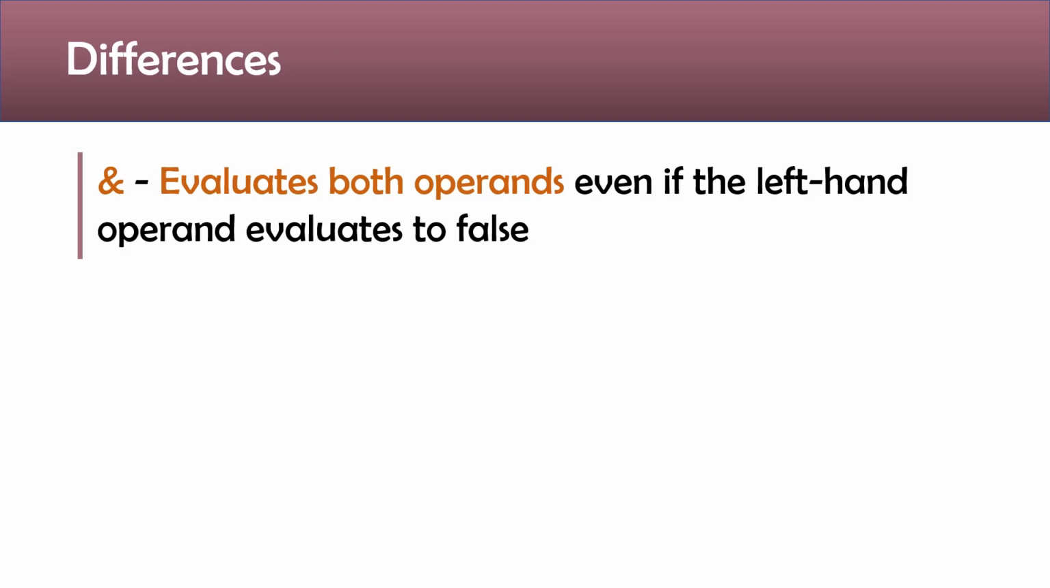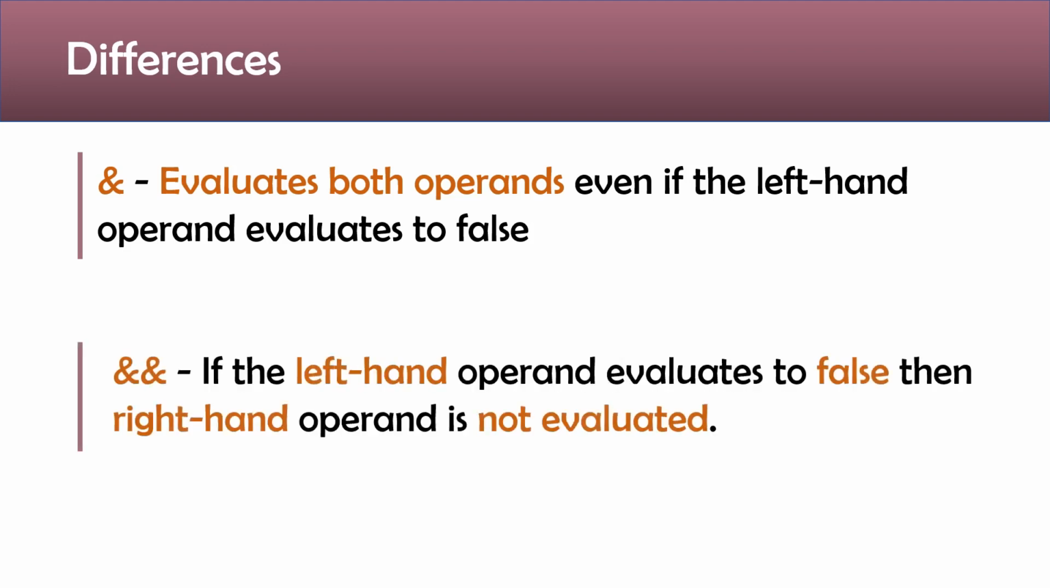The first difference is, if you use a single ampersand, we call it the logical AND operator. This operator evaluates both operands even if the left-hand operand evaluates to false. If you use a double ampersand, we call this the conditional logical AND operator. This is also called the short-circuiting logical AND operator. If the left-hand operand evaluates to false, then the right-hand operand is not evaluated.